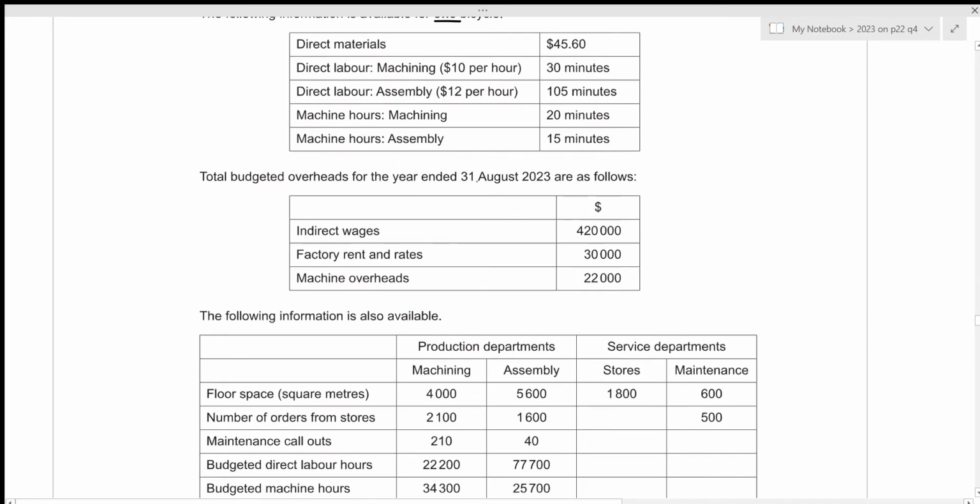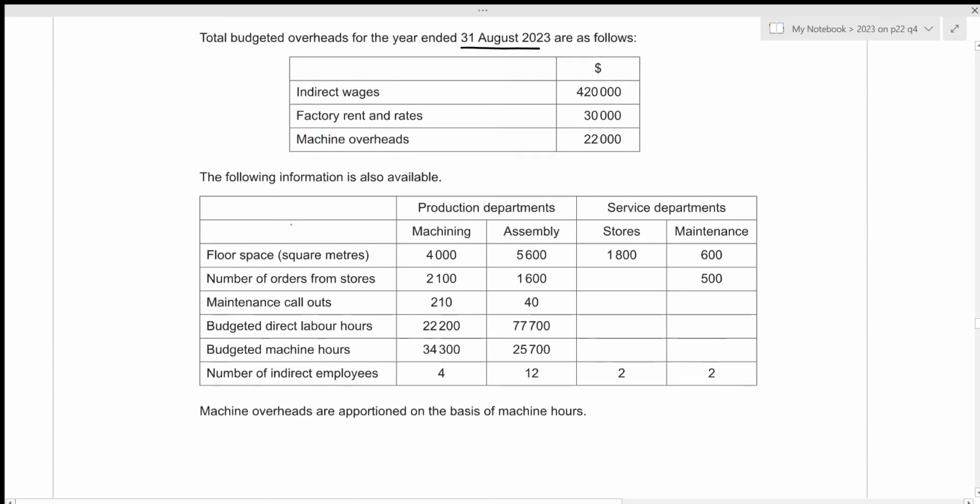Then the total budgeted overheads for the year ended 31st August 2023 are as follows: for indirect wages, factory rent and rates, and machine overheads. Then the following information is also available. Okay, this is our basis of apportionment. The machine overheads are apportioned on the basis of machine hours. We have the budgeted machine hours right here. Then we have indirect wages, which will be apportioned on the basis of the number of indirect employees. Then we have factory rent and rates, and this will be apportioned on the basis of floor space.